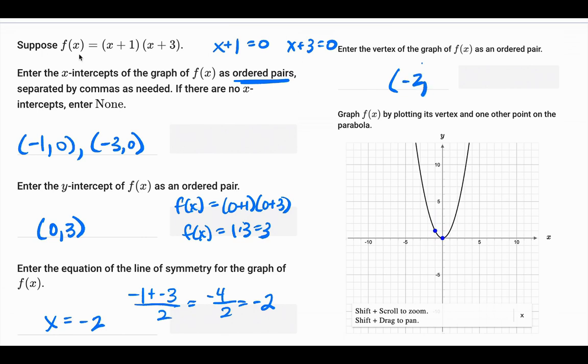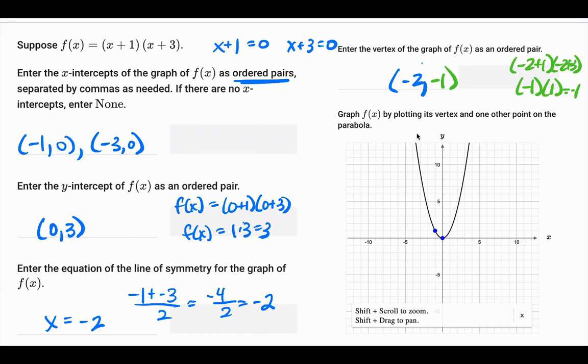And then we just substitute back into our original equation to find out what the y is. So -2 plus 1, -2 plus 3. So that's a -1 times a +1, which equals -1. So -2, -1 would be my vertex.